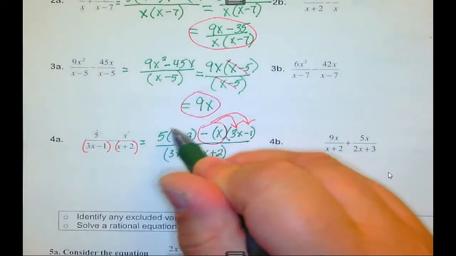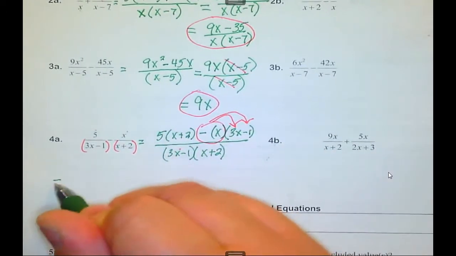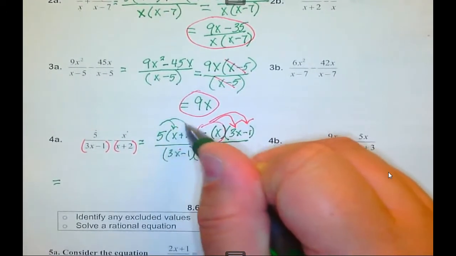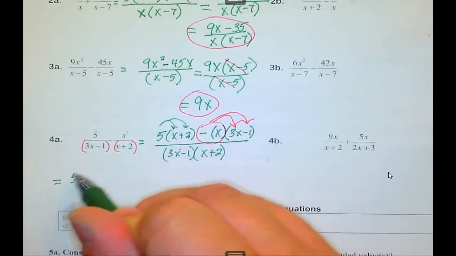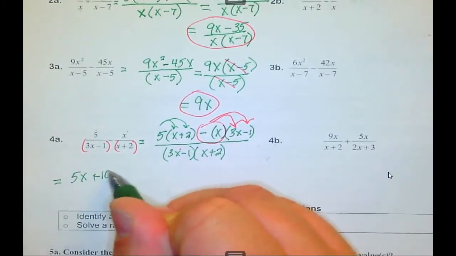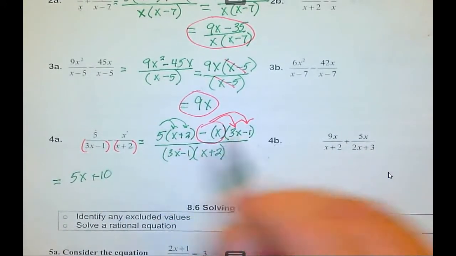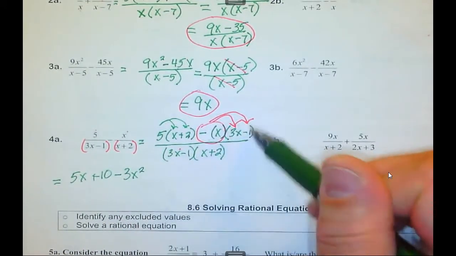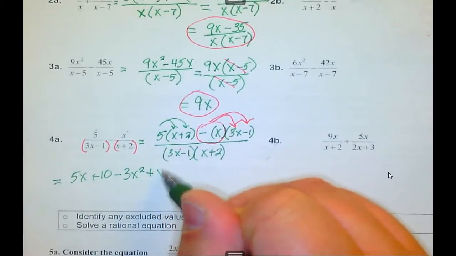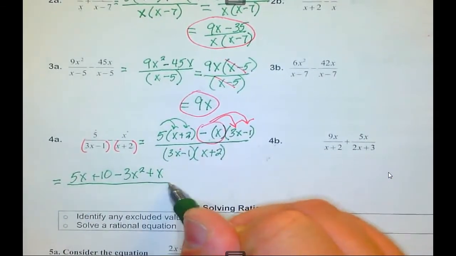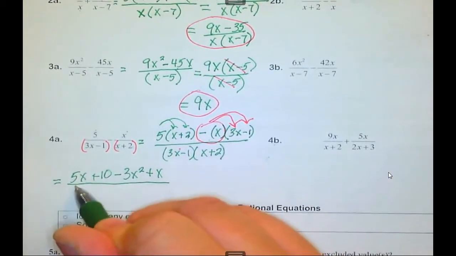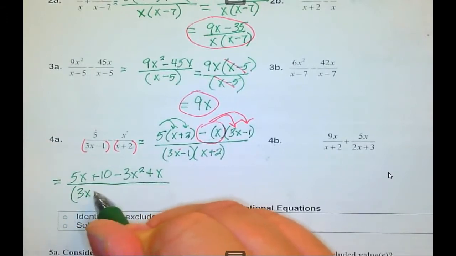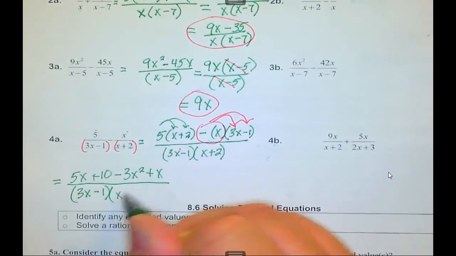Okay, so I get 5x, because I have to distribute that, plus 10 minus 3x squared plus x all over. Don't multiply this out. Leave it factored. 3x minus 1, x plus 2.